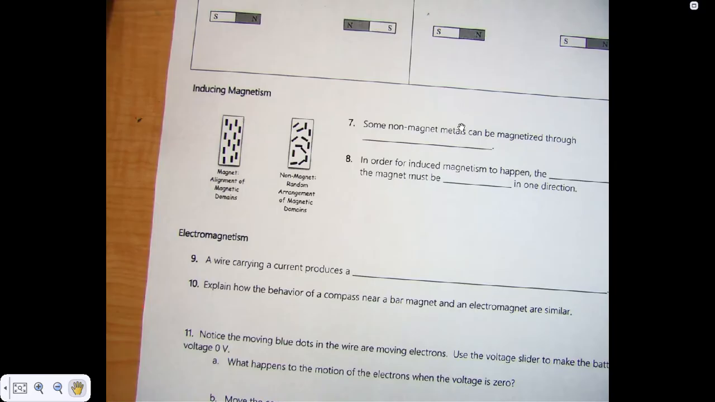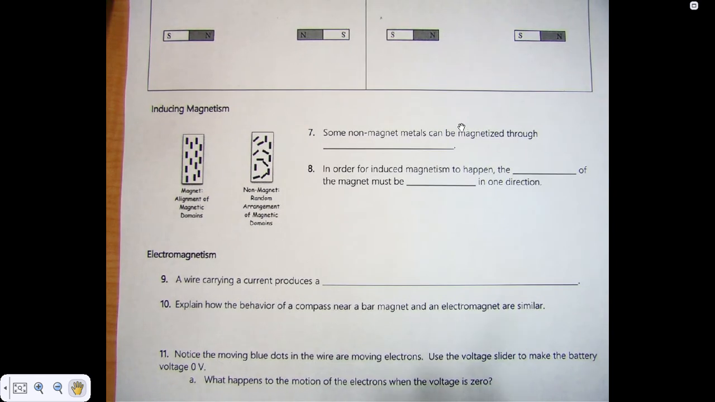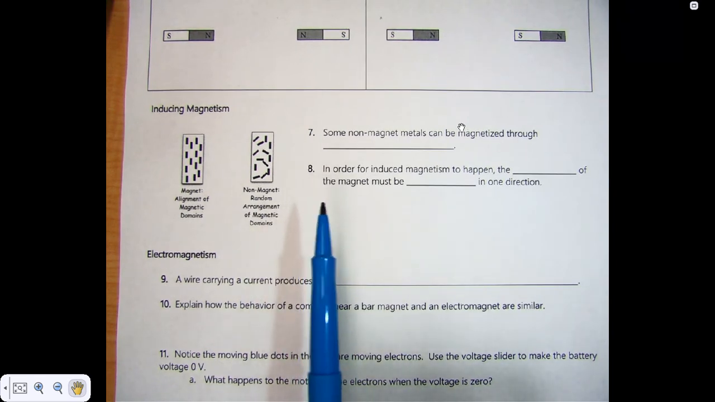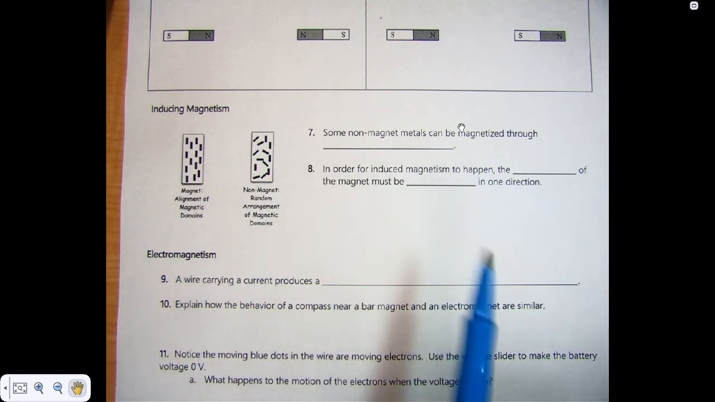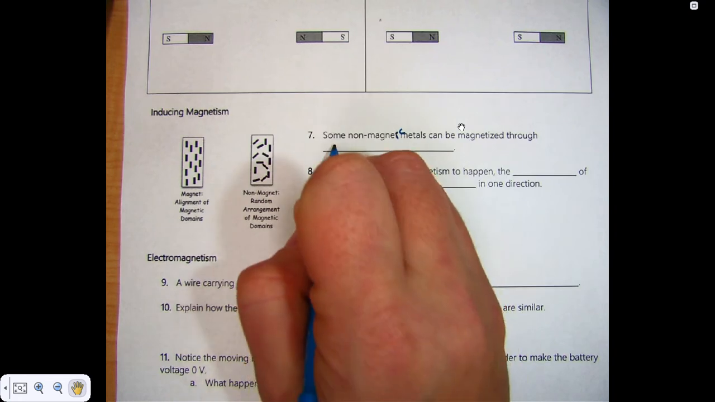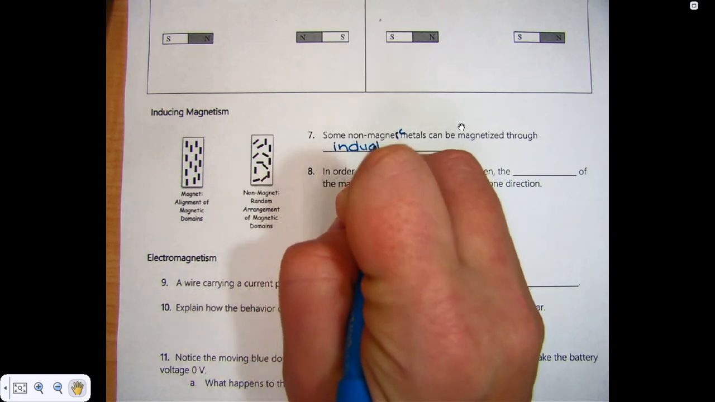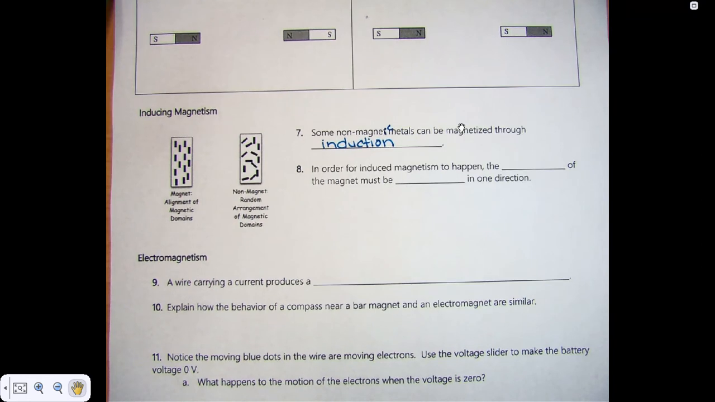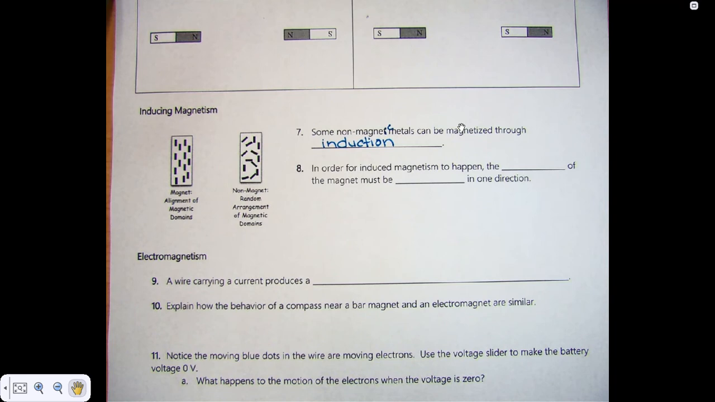Then we move on to our next piece of information. And our next piece of information is talking about inducing magnetism. Now, we can make magnetism happen by simply taking a magnetic material, like iron or a nail, and stroking it and making all the domains go in one direction. So it says some non-magnetic metals can be magnetized through induction. And if you refer back to the video that we watched over magnetism from GPTV, it shows this happening, okay?